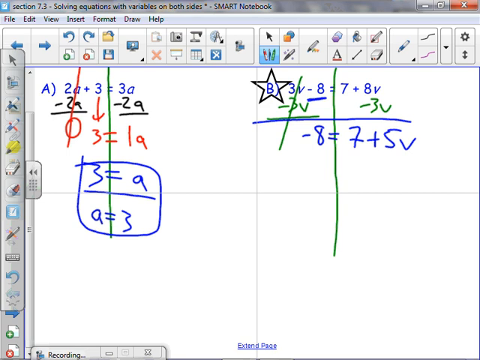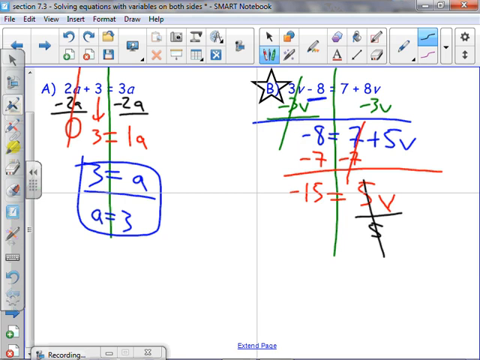Now we have a simple two-step equation. What I am going to do is subtract 7 from both sides. Subtract 7. And let's see what I get. What's negative 8 minus 7? Well, that's negative 15. I get negative 15 equals, what's left on the other side? Just 5v, positive 5v. And now I'm going to divide 5 from both sides to get v by itself. Divide by 5. Negative 15 divided by 5 is negative 3, and that's what v equals. That's it. You are done.